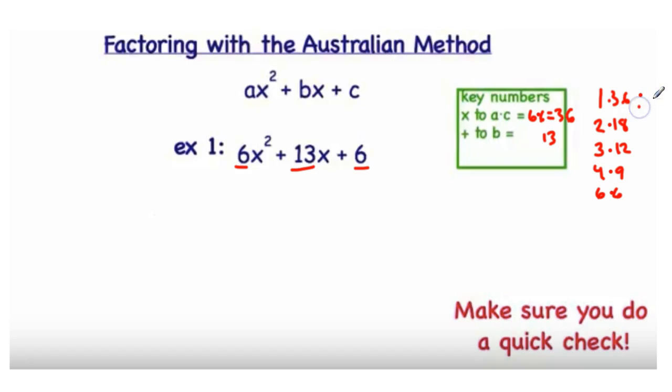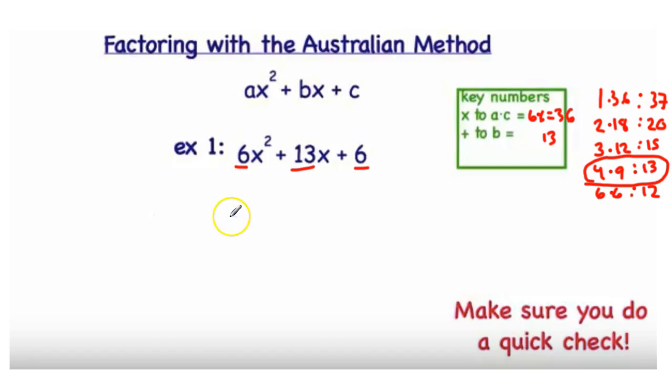1 and 36, if I add it together, that's 37. 2 plus 18, that's going to be 20. 3 plus 12 is 15. 4 plus 9 is 13. And 6 plus 6 is 12. So the numbers I want to select are 4 and 9 because they equal 13. So 4 times 9 is 36. 4 plus 9 is 13. So 4 and 9, these are my special numbers.